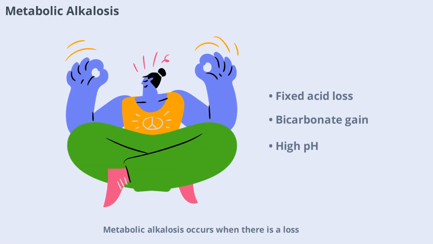Metabolic alkalosis occurs when there is a loss of fixed acids or a gain of bicarbonate. This can happen with vomiting, excessive diuretic use, or overinfusion of bicarbonate. The increase in bicarbonate raises the pH, resulting in alkalosis. Understanding metabolic alkalosis helps clinicians manage electrolyte imbalances and fluid status. We'll highlight the ABG findings and typical causes.